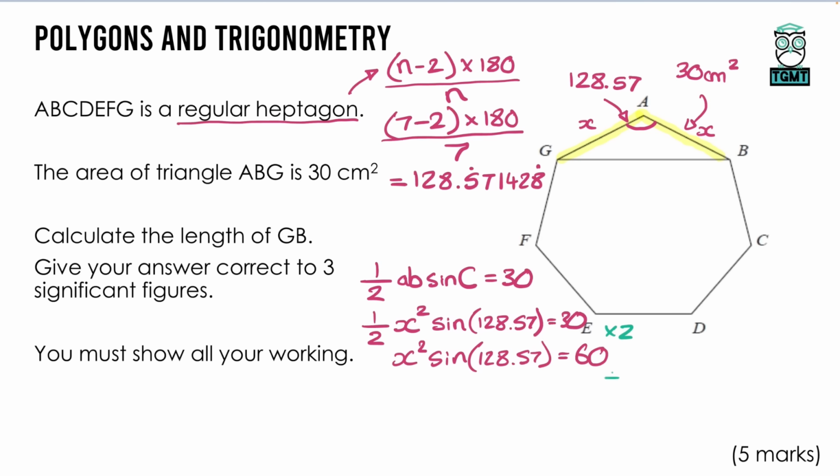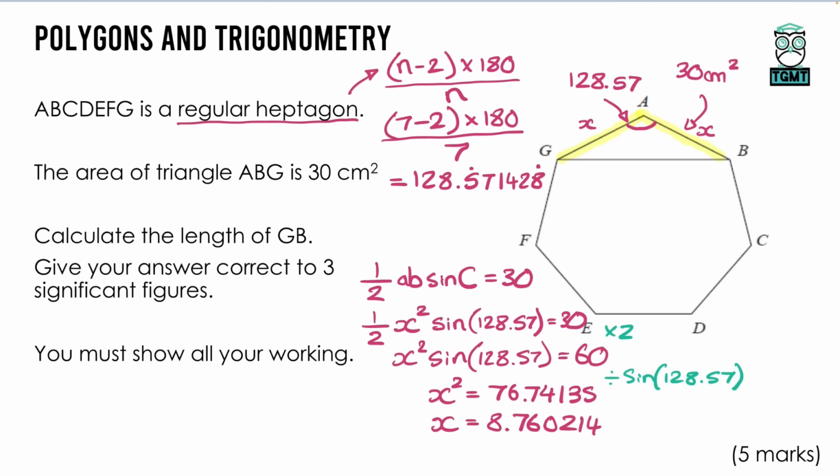We can now divide by sine of 128.57, and that's going to tell us what x squared is equal to. So x squared is equal to 60 divided by sine of 128.57 is equal to 76.74135 and a few more decimals, but I'll leave it there. We need to square root that answer to find our value of x. So x is equal to 8.7602143. Okay, so that is our side length.